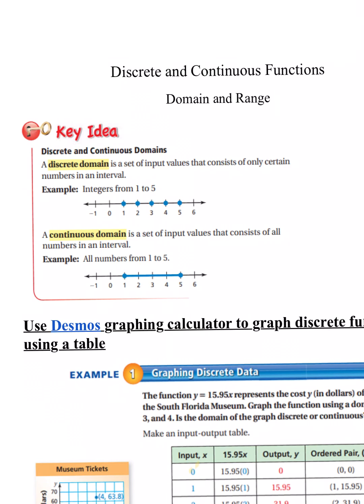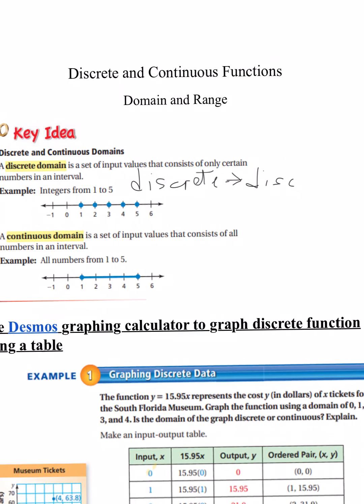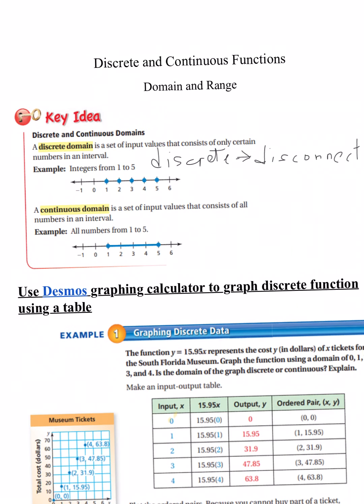So you can write down this: discrete can be associated with disconnect. Discrete is with disconnect. You notice that these are just points on a graph, and they're usually whole number integers, not fractions, not decimals. The next one is a continuous domain.